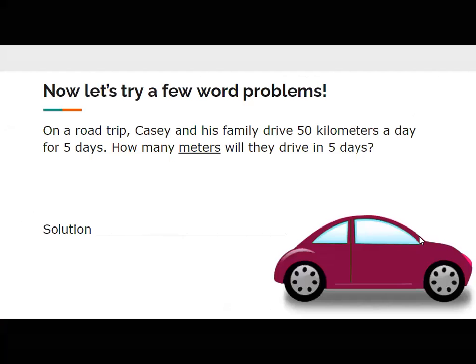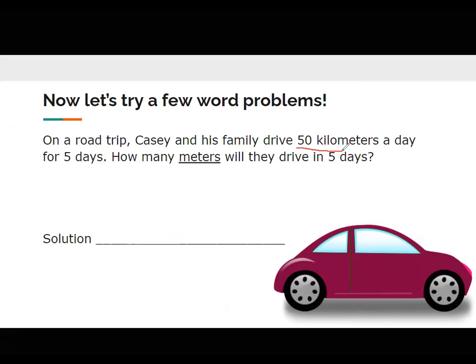All right, so now let's take a look at a few word problems. So this first problem: on a road trip, Casey and his family drive 50 kilometers a day for 5 days. So that's important information. 50 kilometers a day for 5 days. How many meters will they drive in 5 days? So if we take a look at the first information that we underlined, our information is given to us in kilometers, but they want our answer in meters.